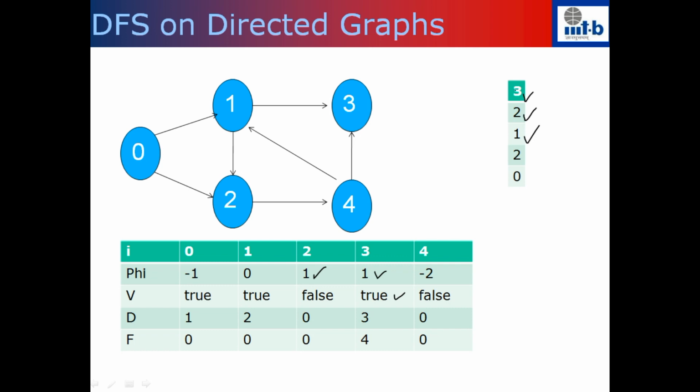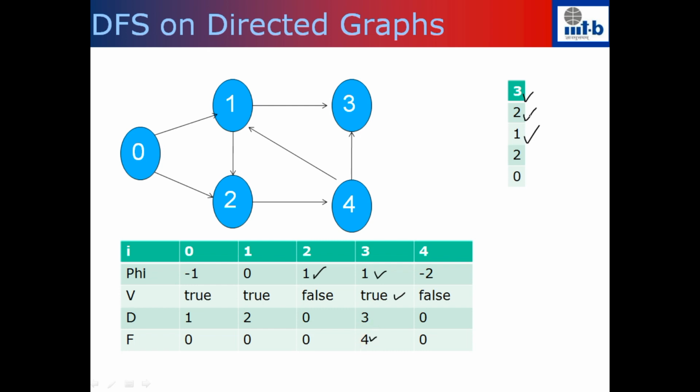So I again pop 3 out, right? Before I looked at adjacent vertices, once I popped 3, I pushed it back. I looked at all the adjacent vertices of it. There is nothing. So I pop 3 out. When I pop 3 out, the flag of that is already true, but the f value has not been set. So I will set the f value to be 4.